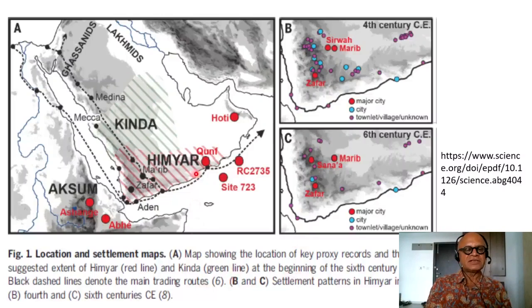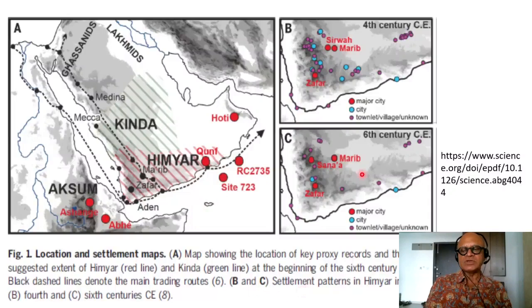Black dashed lines denote the main trading routes, so you can see these dots being connected here into the inland, across the Red Sea here, and into the Arabian Sea region. It's well known that Arabs had figured out the changing monsoon winds to sail across the Arabian Sea to India and back based on the season.